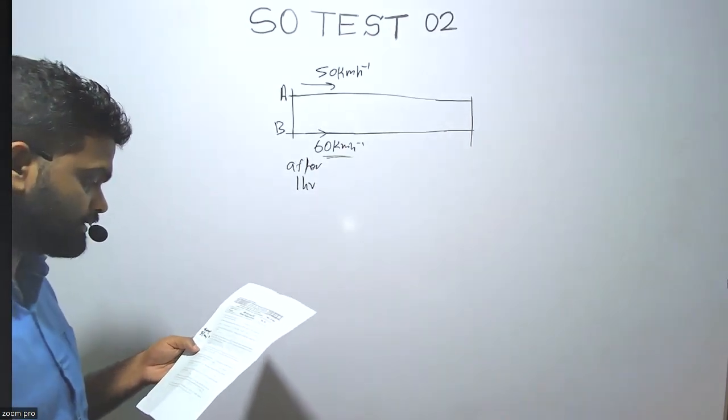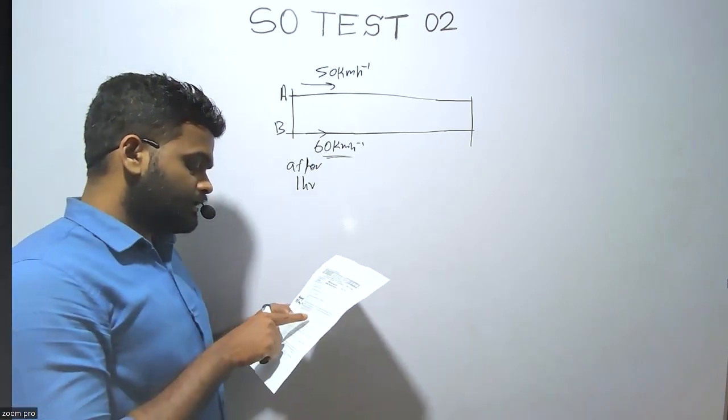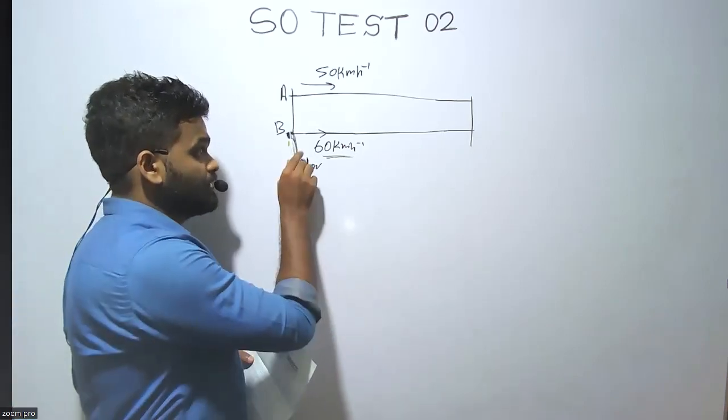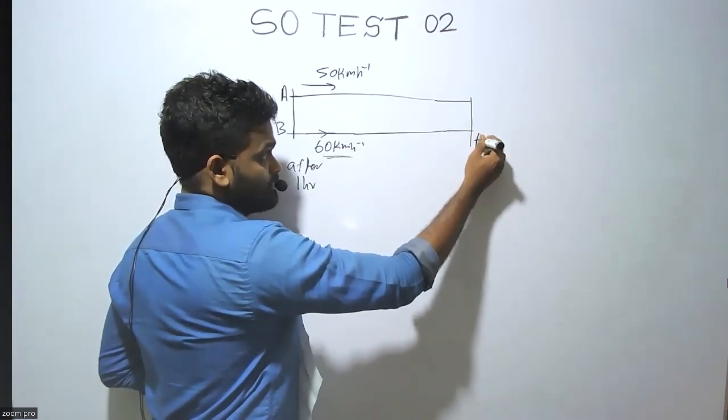So what they ask is, B starts after an hour, the time required for B to pass car A. So B to pass A. Let's say that time is simply t.